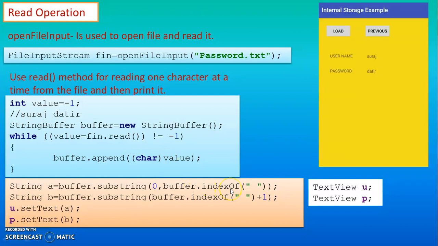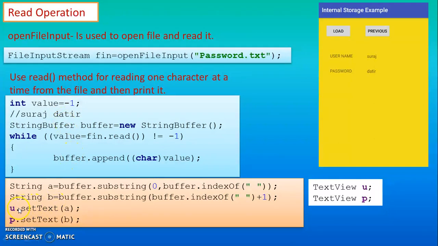So indexOf means it returns the position of a particular value. So by using this statement it will store the Suraj value. Then for taking the second value you have to use buffer dot indexOf space plus 1, means after the space the next character will be read, that is D, means we want to read data from D up to null. So here there is no need to specify the end value, so it will read Datir.